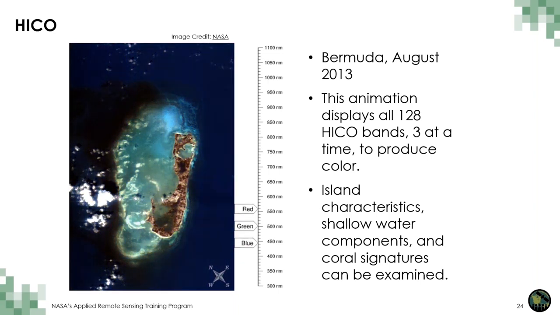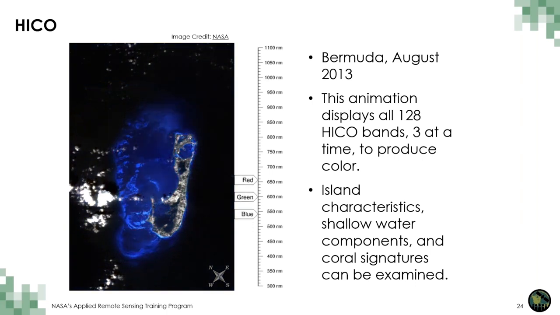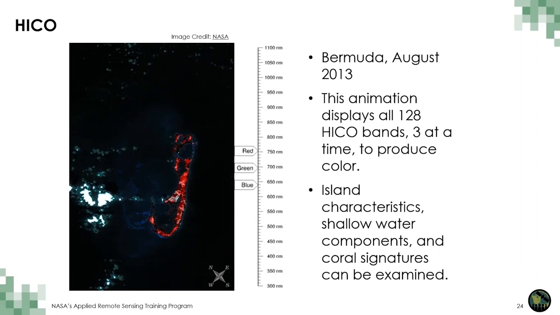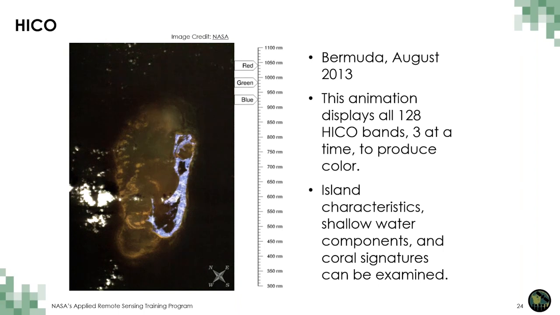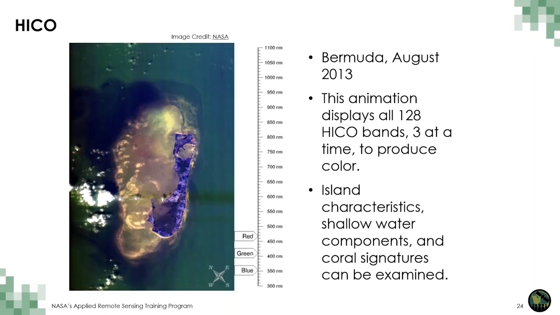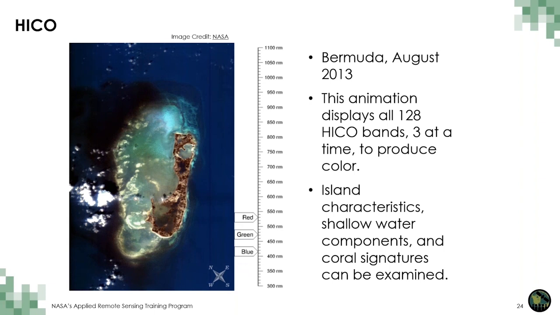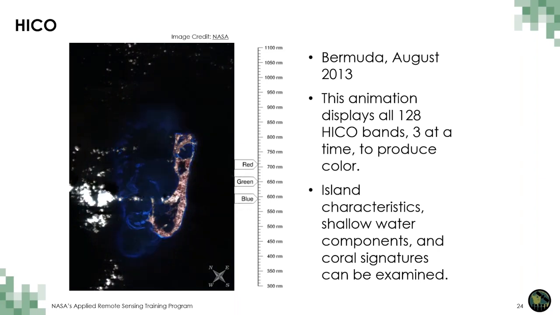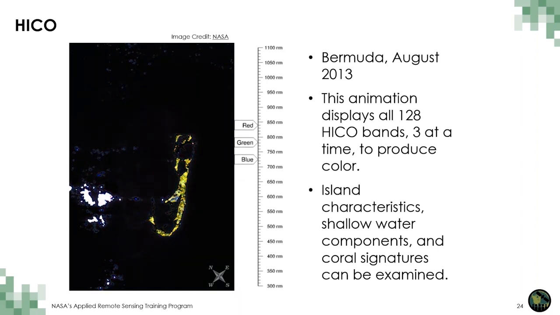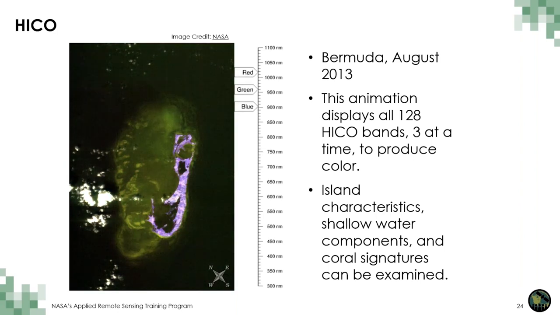It cycles through all 128 HICO channels, displaying three at any particular time. Now, the sliders on the right show which channels, represented by their central wavelengths in nanometers, were used for the red, green, and blue components of each frame of the animation. The image doesn't have any additional processing of top of the atmosphere radiances in this case. But it shows how you can choose between different, relatively similar bands, and it shows very different products. So it allows you to see how different bands highlight the various components of the island ecosystem, from land, shallow water, or coral components.